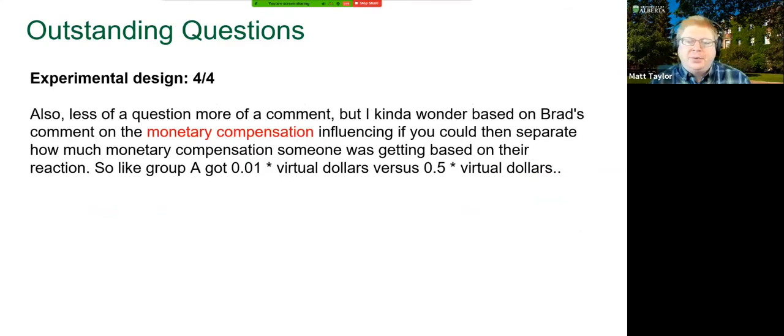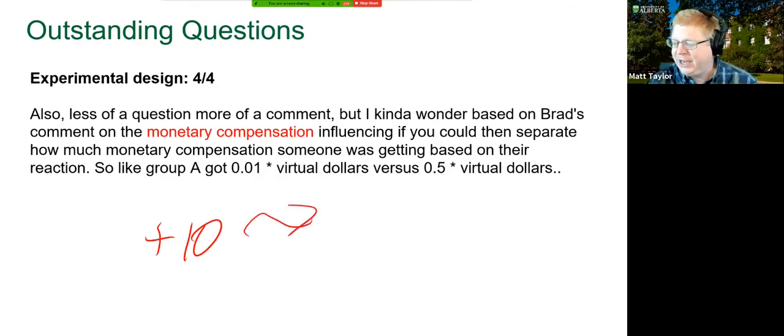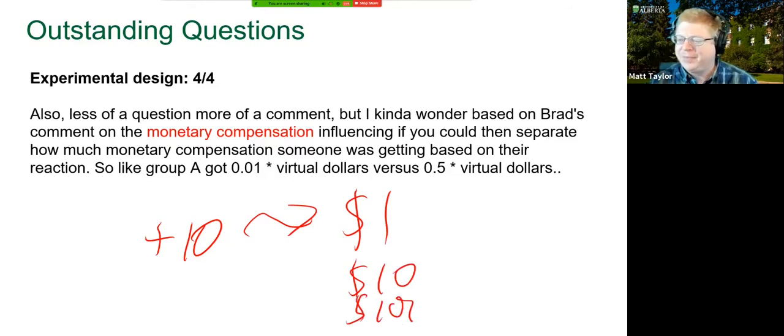And then there was the question about monetary compensation. So let's say at the end, a participant gets a reward of plus 10. You could say, well, participants with the plus 10 get $1, or maybe they get $10, or maybe they get $100. And you might think that having higher compensation amounts could get stronger reactions. I think that would be pretty cool to test. I would guess that would be true, but maybe not.